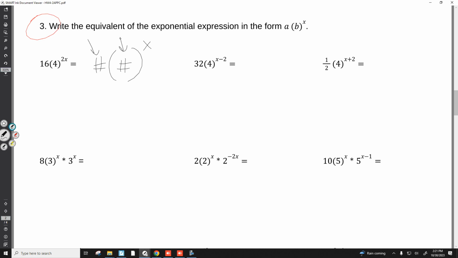I'll tell you the answer to the first one. It's 16 times 16 to the x. So the first number is 16, the second number is 16. How did I get 16 times 16 to the x? The answer is 16 times 16 to the x. How do you get that?